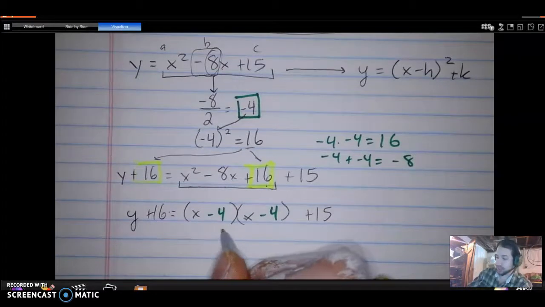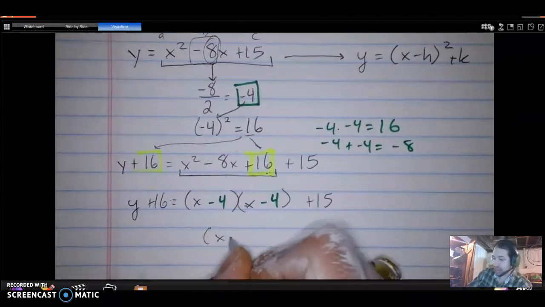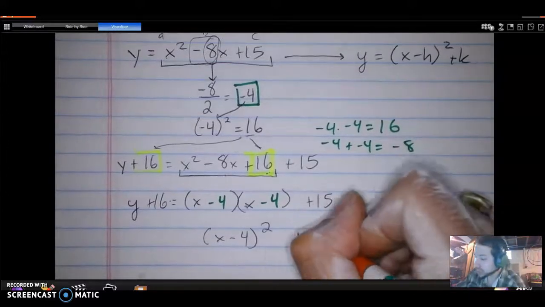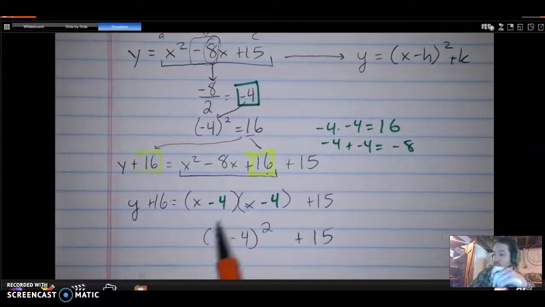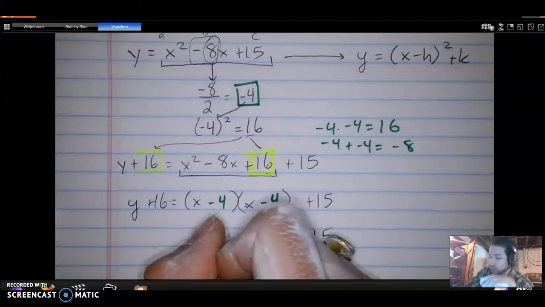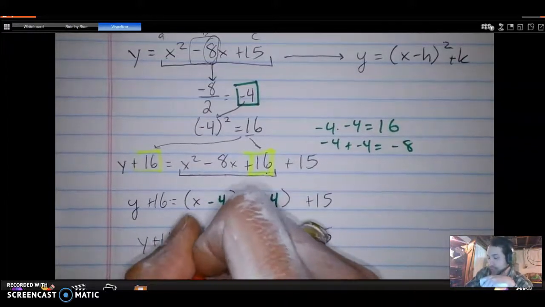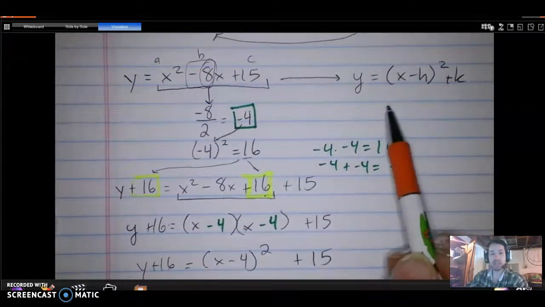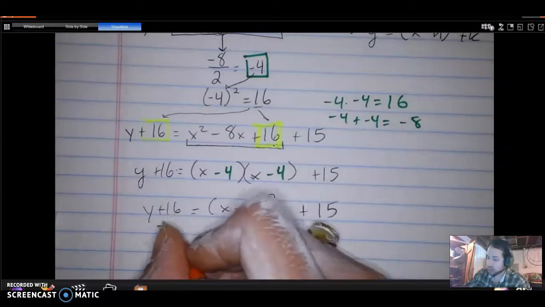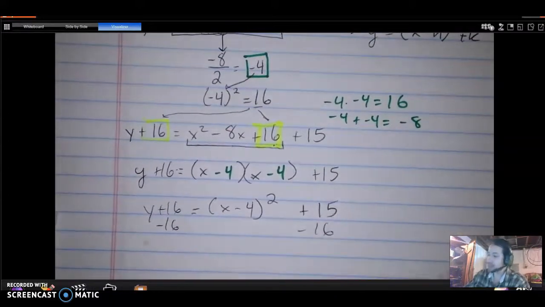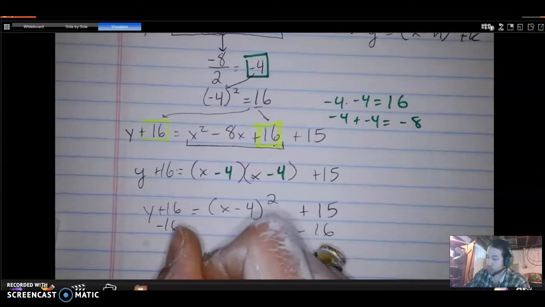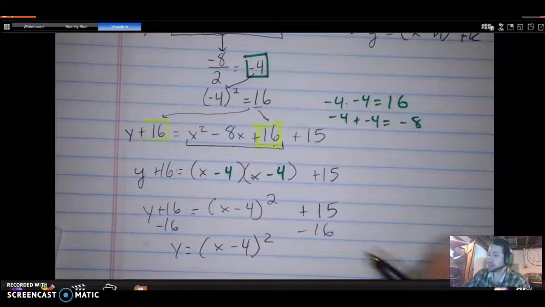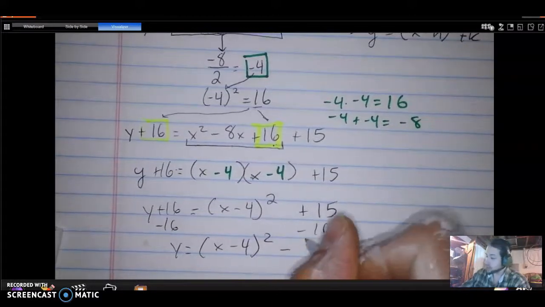Now, this we rewrite as x minus 4 squared. This is why we call it completing the square, because it generates a perfect square in our equation, equals y plus 16. Now you can see we're very close to getting what we want. All we have to do is subtract 16 from both sides, solving for y, and we get y equals x minus 4 squared minus 1.